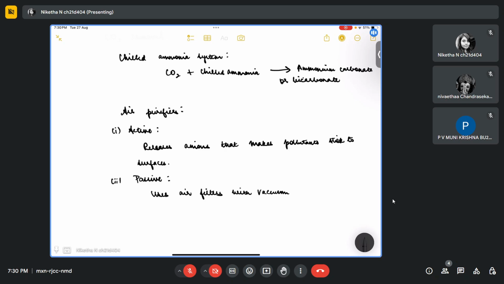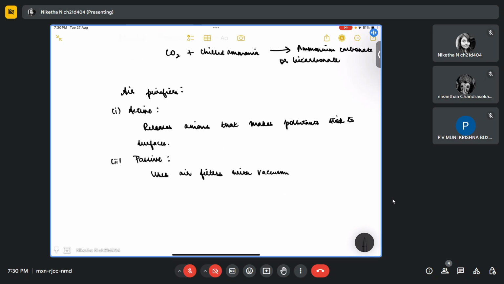So there is a vacuum, and here the anions will get released. Since it is releasing some ions to the atmosphere to remove the pollutants, it is called active. And in case of passive, since there is no such release, it's like a filter through which the air is passing, and as it passes through, the particles will get filtered. So that is the difference between the two.